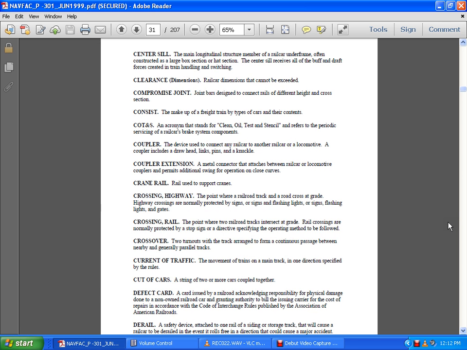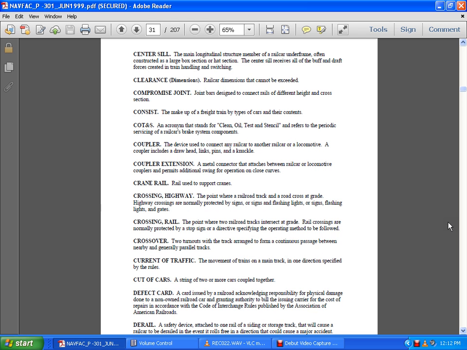Clearance is a railway dimension that cannot be exceeded. The compression joint is the joint that's designed to connect rails of different height and cross sections. Consist is the freight train and the type of cars in their makeup. The COTS, the acronym for Clean, Oil, Test and Stencil, refers to the periodic servicing of a railway car brake system components.